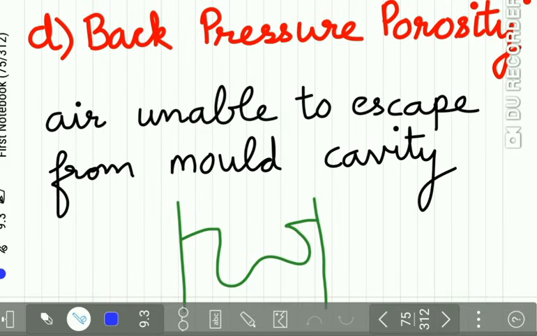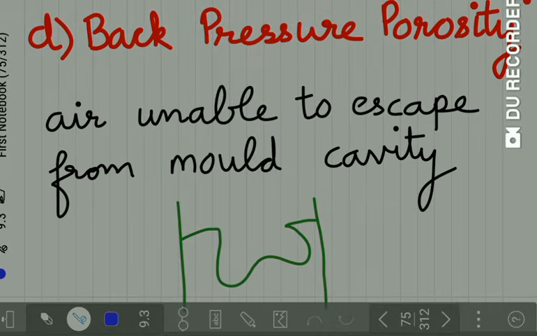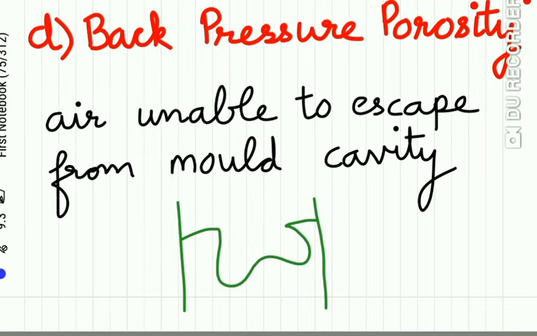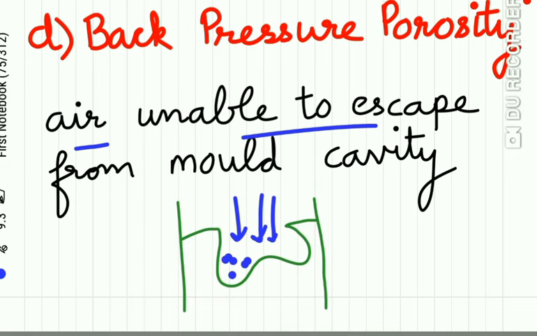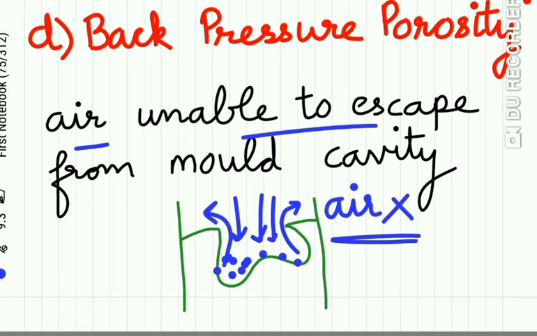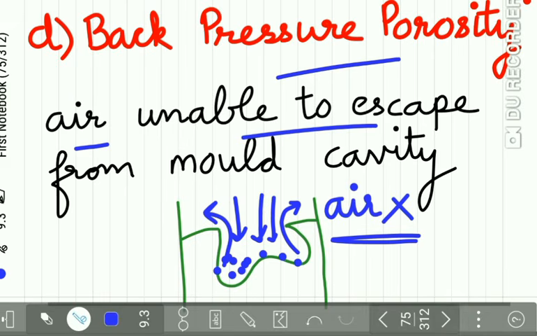Now the next is the back pressure porosity. The back pressure porosity is formed when the air is unable to escape from the mold cavity. Suppose this is a mold cavity and a molten metal is inserted into this mold cavity. The air which is present inside this mold cavity then should leave this mold cavity and it should be occupied by the molten metal. If this air does not escape from the mold cavity, it may result in porosity called the back pressure porosity.